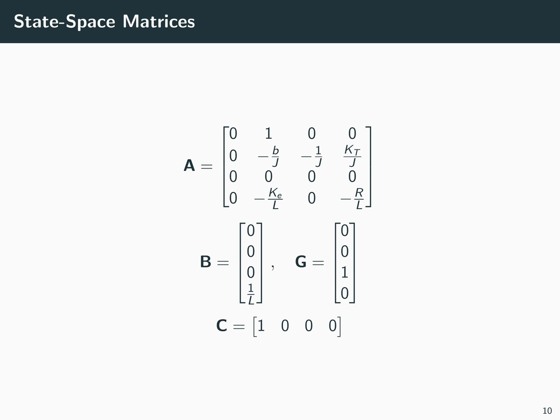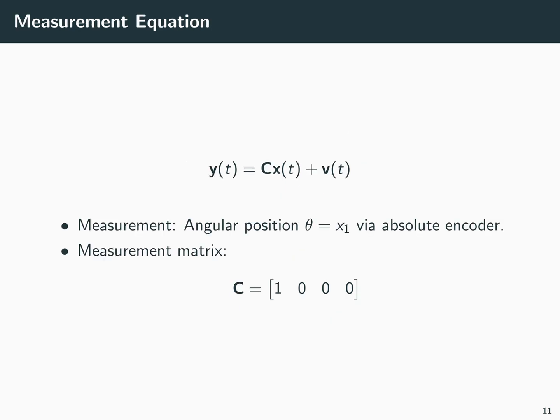The system matrix A captures the dynamics of the states, including the relationships between angular position, velocity, load torque, and current. The input matrix B represents how the voltage supply influences the system, while the disturbance matrix G accounts for the unknown disturbances affecting the load torque. The measurement matrix C is designed to measure only the angular position theta. The measurement equation is a crucial part of our model.